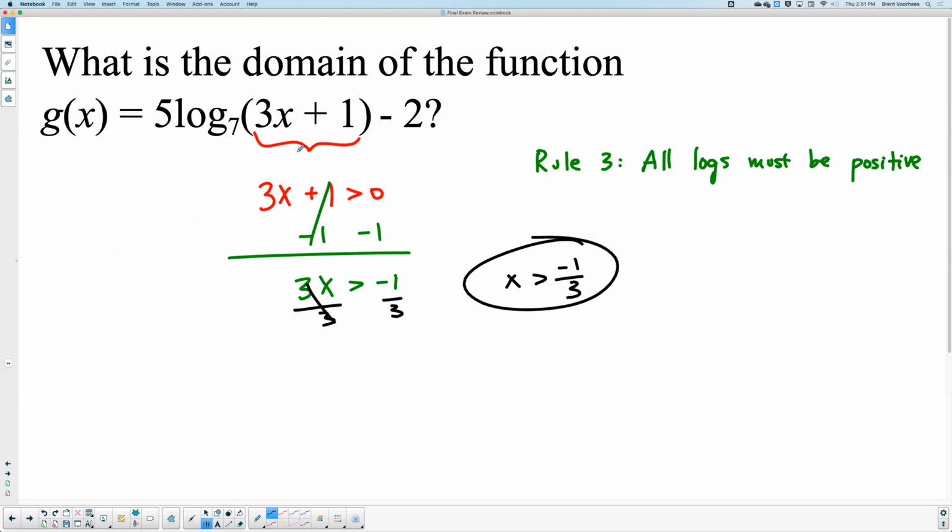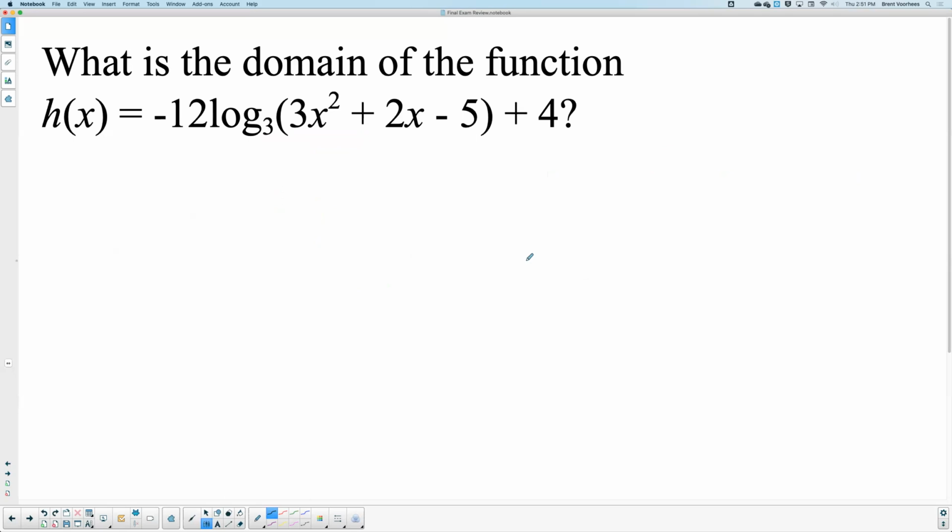Let's increase difficulty and try this one more time. Increase the logarithm. I'm doing domain. Do I need to pay attention to the -12 or the +4? No. All I need to pay attention to, according to rule 3, is this portion. What's got to be true of 3x squared plus 2x minus 5? This has to be greater than 0. How would you solve that?